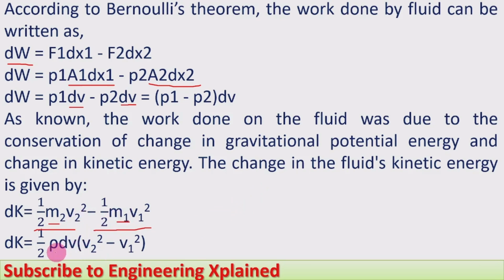The mass can be written as density multiplied with the volume. That will be density in kg per meter cube, and this volume will be in meter cube. Then we are going to get the mass in kg. And inside, we will have the velocity square difference, v2 square minus v1 square.